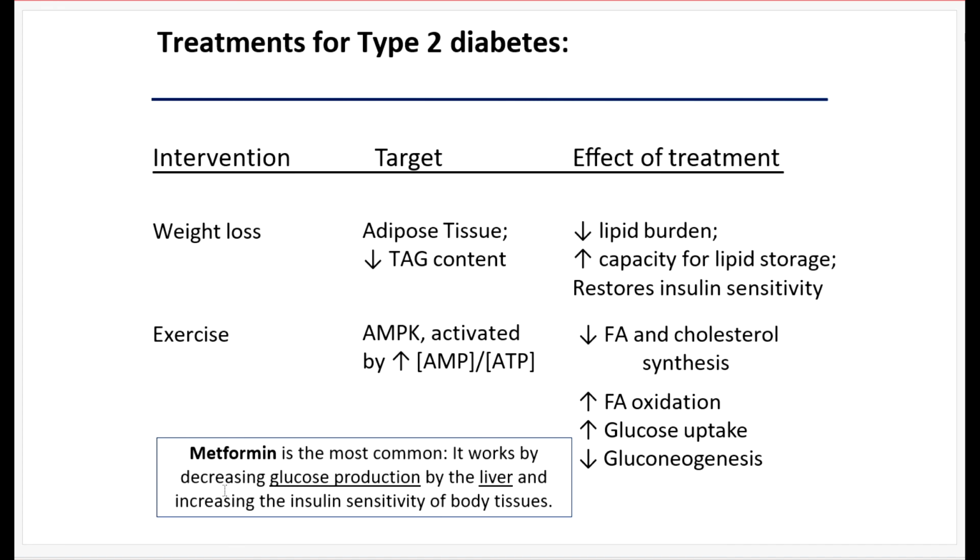So fix the receptors, get them listening again, and then fix your lifestyle so that you're not producing so much insulin in response to so much high energy molecule consumption. And so that means reduce the amount of fatty acids that are stored by exercising and weight loss, reduce the lipid burden on your liver, increase the capacity for your lipid storage, which will also help your insulin sensitivity.